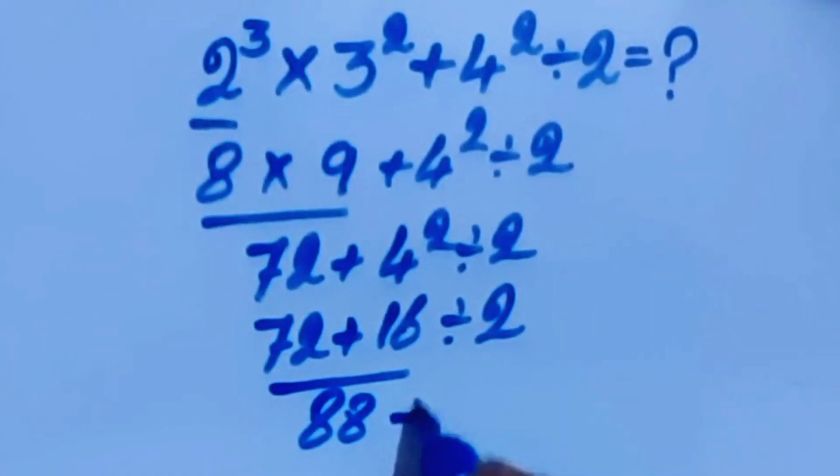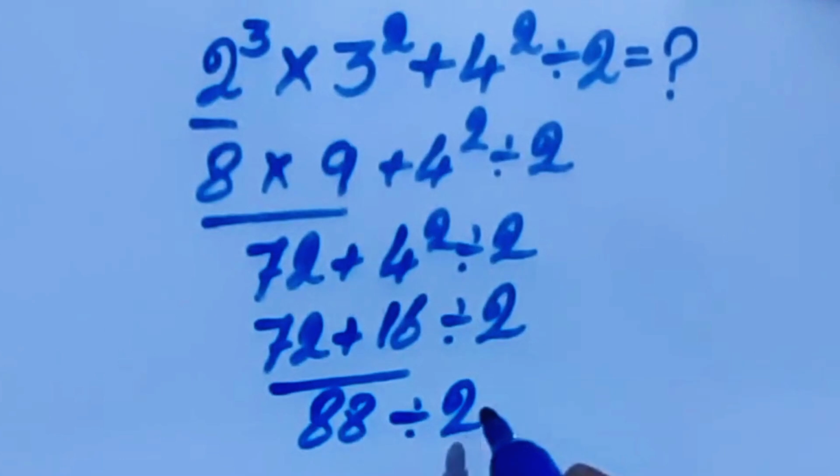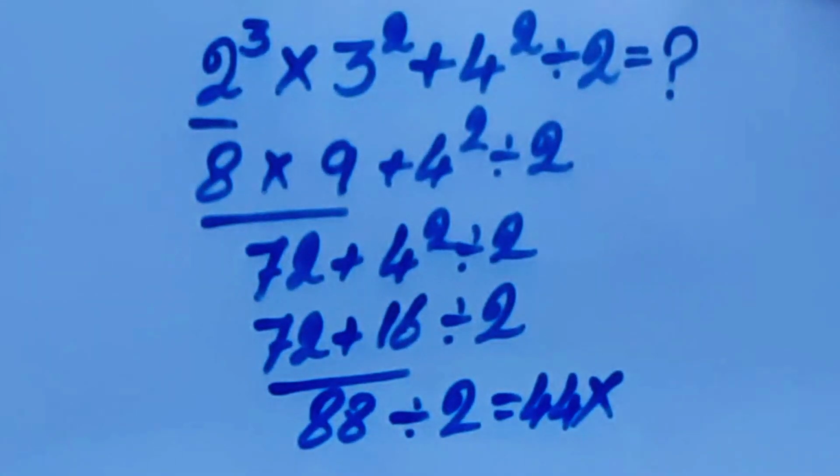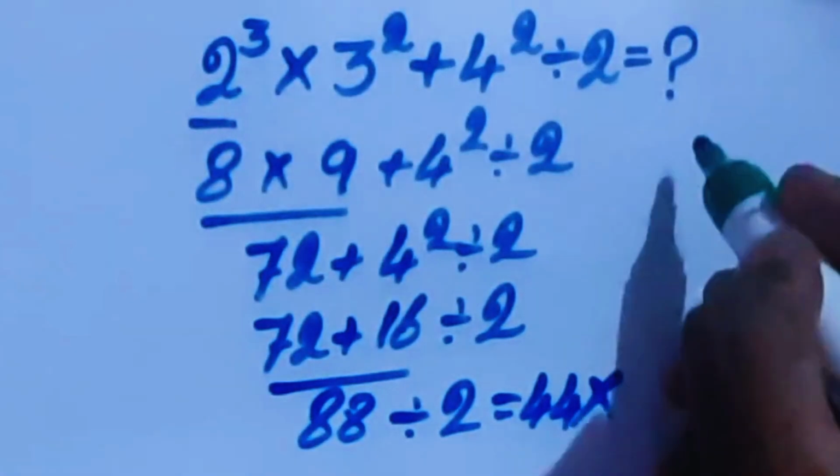88 divided by 2. Here 88 divided by 2 is 44, which is the wrong answer. As per this order of operation, this 44 is the wrong answer.